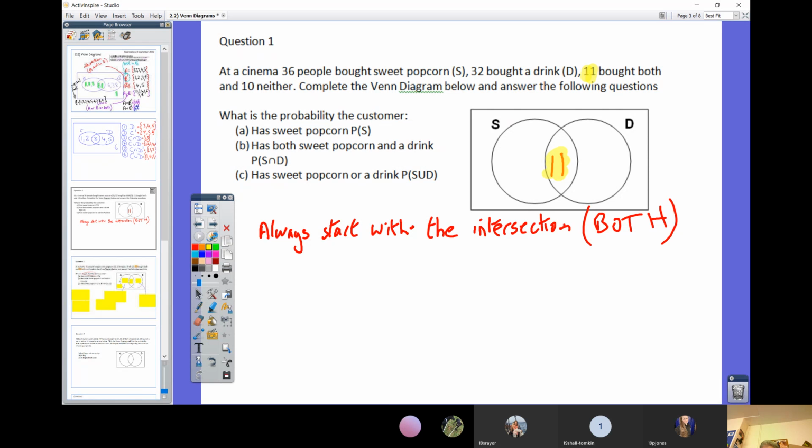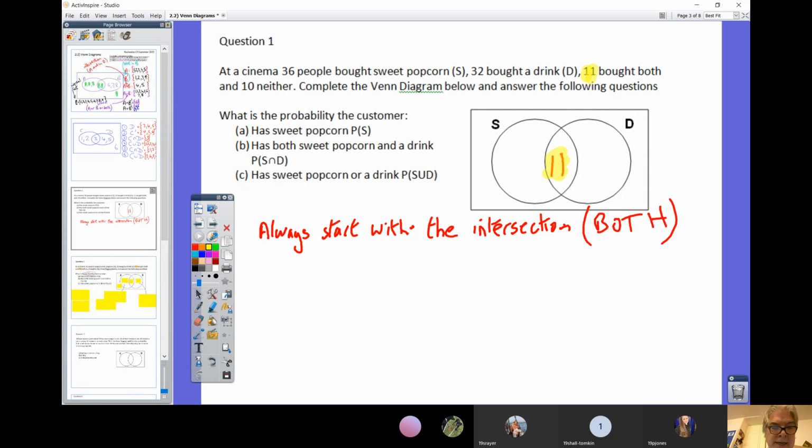Now, it doesn't really matter the order. 36 people bought sweet popcorn. That'd be disgusting at dinner, wouldn't it? Sweet popcorn. Now, have a think. 36 people bought the sweet popcorn. They might have bought both.